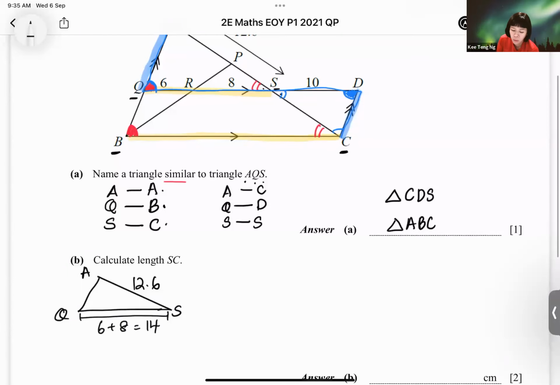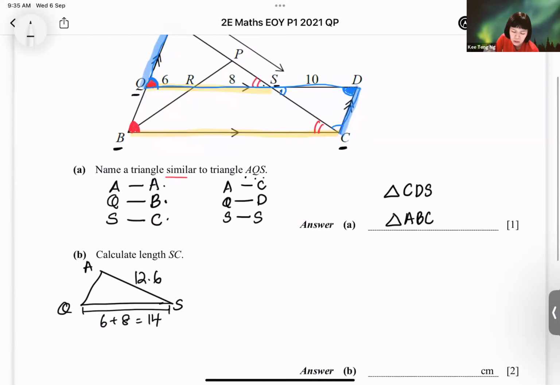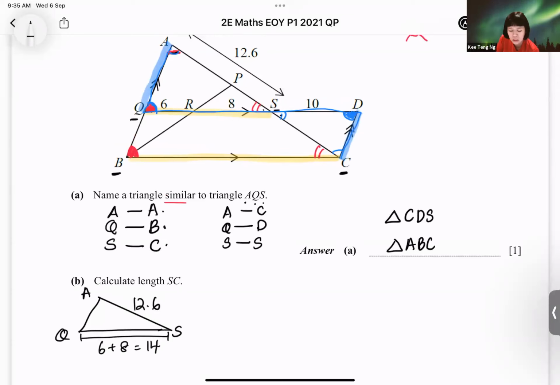So I want to find SC, right? There are a few different kinds of triangles that I can use. One of them is the bigger one, ABC. Or in this case, I can also use CDS. If you notice CDS, there's a length over here, right? I can also use CDS.